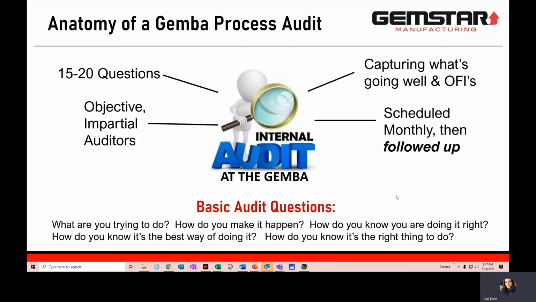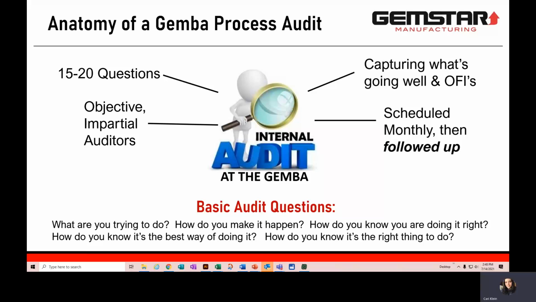Internal audits at the Gemba are going to be scheduled monthly. And then this is really important here, this follow-up piece. That's something that you typically don't see and some organizations struggle with. In the event that an audit is conducted and maybe it results in some sort of corrective action, what we really are planning on doing and we should be doing is following up on those corrective actions to see whatever was put into place, whether or not it was still effective.